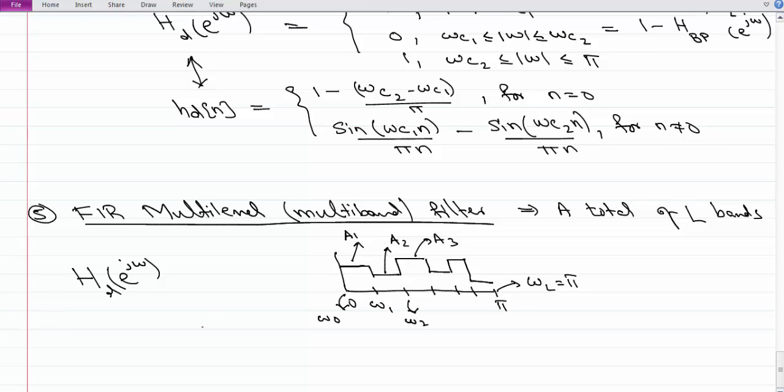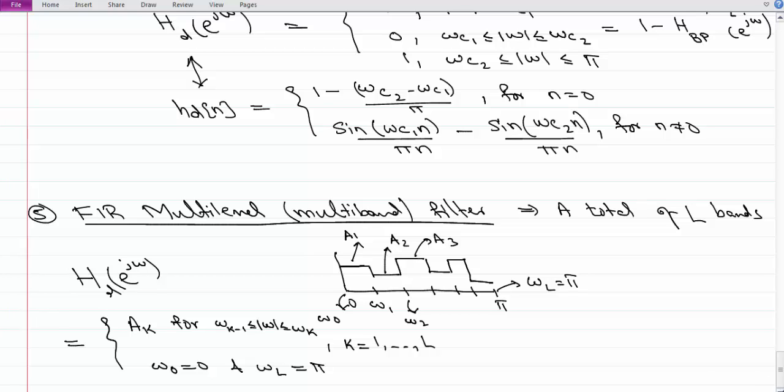Okay. So mathematically, this filter is given as some value a_k for omega_(k-1) less than or equal to absolute value of omega less than or equal to omega_k, where k goes from 1 up to L. Okay. And the convention is that omega_0 is equal to 0 and omega_L equal to pi.